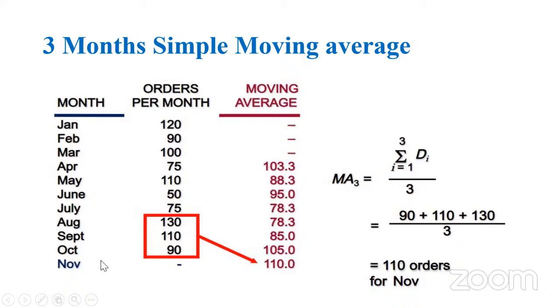That way, let's say my target is to provide the figure for November. For November, take the first 3: 130, 110 and 190. These 3 divided by 3, the outcome is 110. This is the forecasted moving average for the month of November. So this is the way of calculating the moving average.